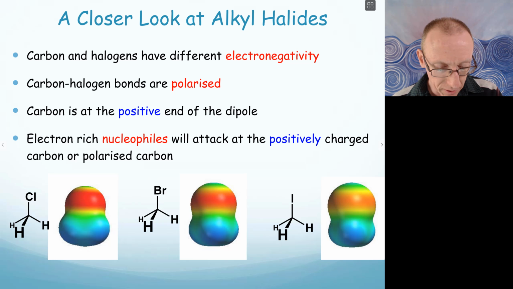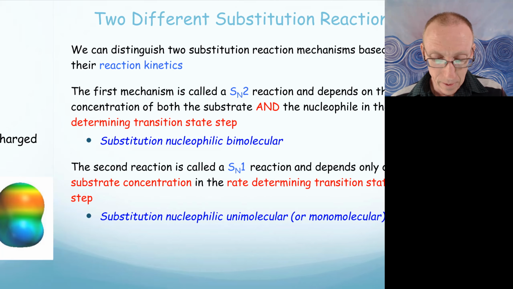So here we've got some color coding. The chlorine end is colored in this reddish color because it's got a partial negative charge, and the carbon here is colored in a bluish color to show that it is partially positively charged. And so nucleophiles are going to want to attack that partial positive charge because they're seeking a source of positive charge.